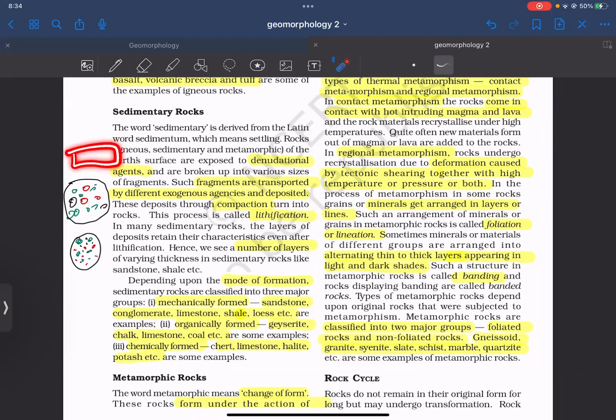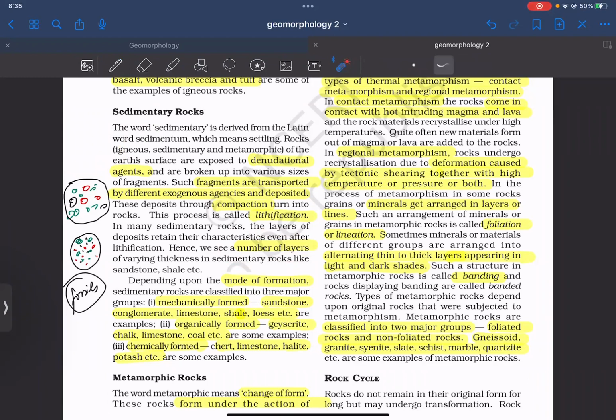And in this, we may observe a number of layers also. Suppose one set of sediments is deposited, then another set of sediments, then a third. So we may find different layers. So in this, we have layers also. Stratified is formed. And also there may be presence of fossils, because fossils are also sediments. So presence of fossils, stratification, and lithification. These are the keywords you need to remember.